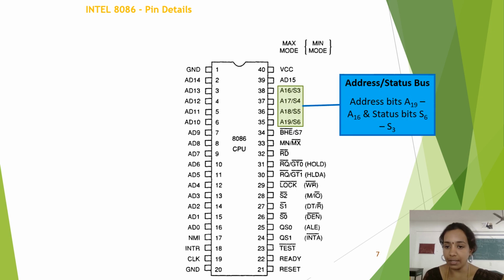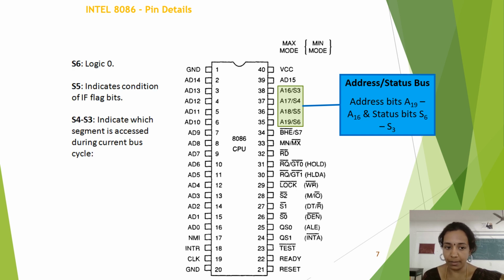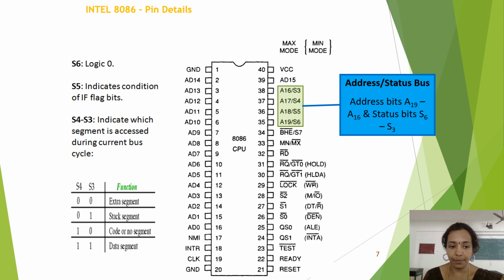These are the address bus and also the status bus. So address bits A19 to A16 and status bits S3 to S6. S6 logic is 0, S5 indicates the condition of the flag bits, and S4 and S3 indicate which segment is accessed during the current bus cycle.